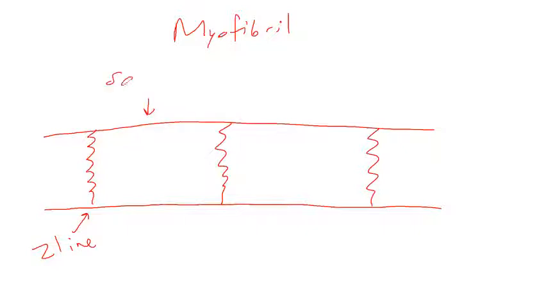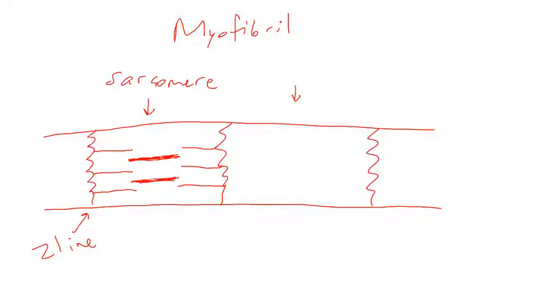The region between the Z lines is called a sarcomere. So here's one sarcomere, here's another sarcomere. Sarcomeres are the structural and functional units of contraction. In the sarcomeres, there are these thin lines. These are extending from the Z-discs or the Z lines. Then in the middle, there are thicker ones. And so these are just made up of proteins.